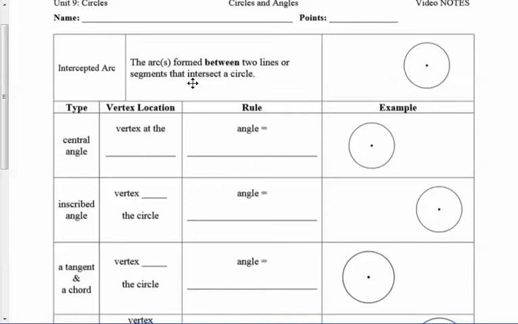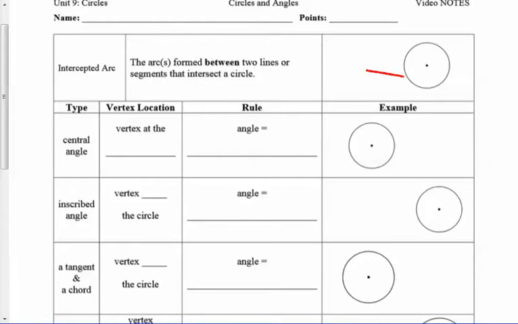So in this video, we're going to talk about the angles that are involved with circles. And so we'll start off here by first talking about intercepted arcs. So an arc is formed between two lines or segments that intersect the circle. We'll call that the intercepted arc.